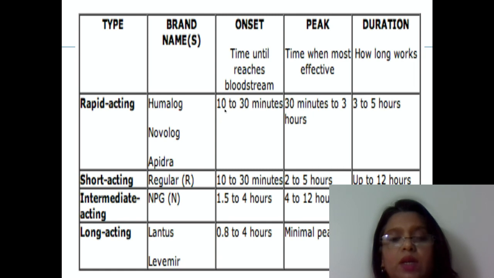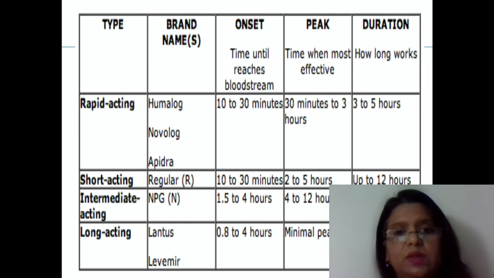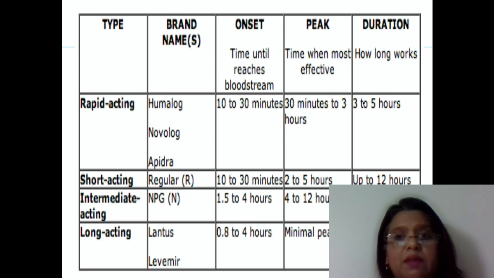Their onset is, let's say a person got a shot of insulin, rapid acting insulin, Humalog. It will work in 10 to 30 minutes, and then it will peak, maximum effect, in 30 minutes to 3 hours. And how long does it stay in the system? Only for 3 to 6 hours. It says 5 hours, usually not more than 6 hours. So it usually comes out of the system after 6 hours. They would need another shot because that's how long it lasts.